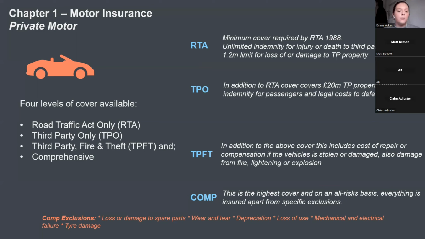And then finally, we've got that comprehensive cover, and this is the highest level, an all risks basis. We're going to look at that term all risks in a little bit. So with comprehensive cover, everything's insured apart from specific exclusions. And the specific exclusions, I've listed those at the bottom there in orange. This is something really useful to take away and to revise, what the exclusions are for that cover, because you might see those come up in an exam perhaps.